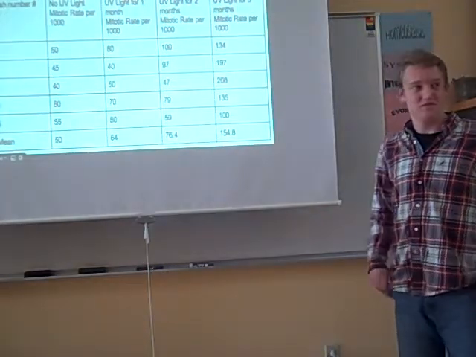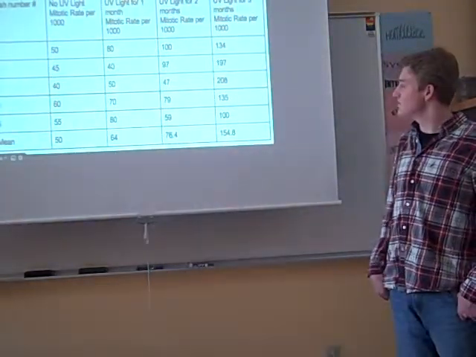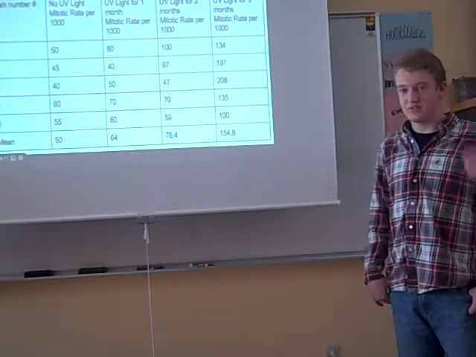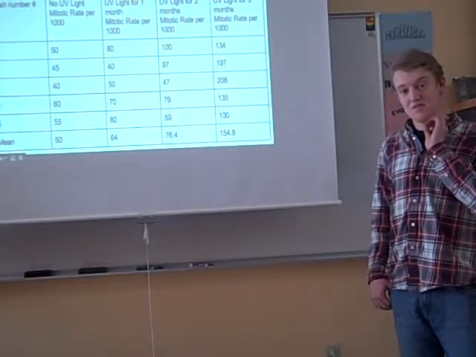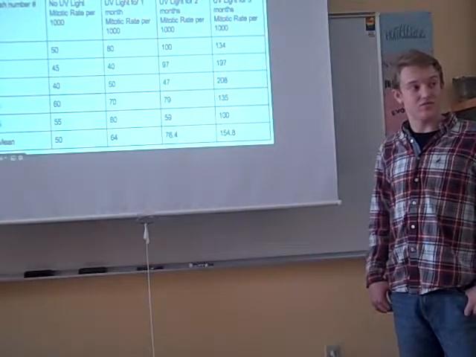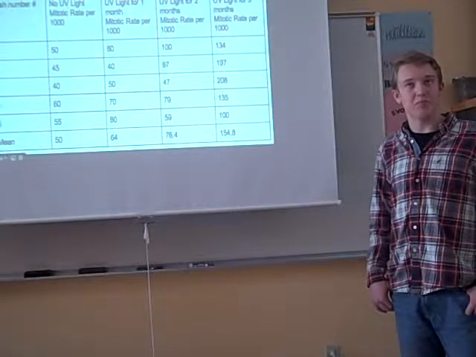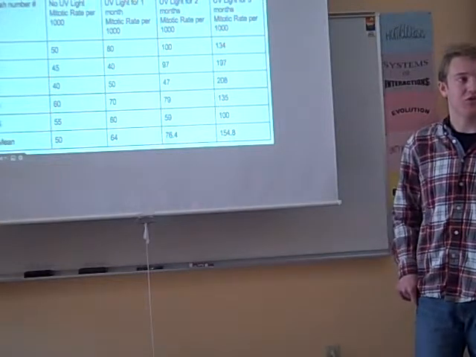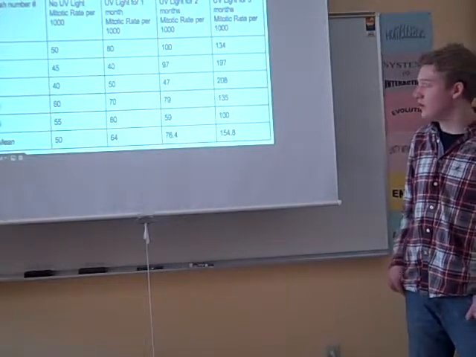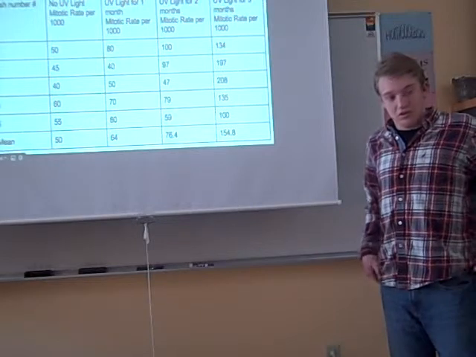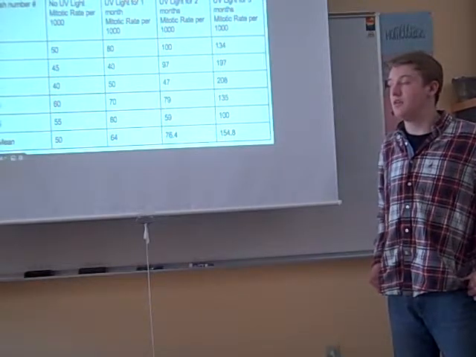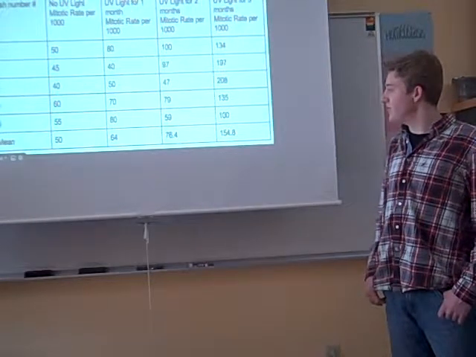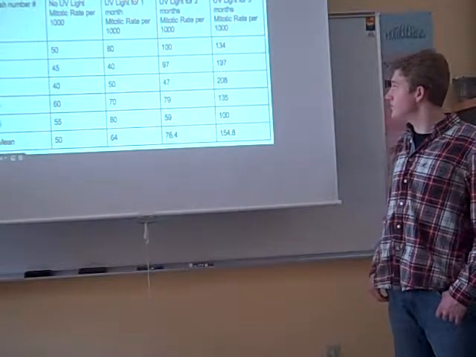Alright, so what we found from this experiment was that the more time that the dishes were under the light, it made the mitotic rate increase, as you can see from the mean. Okay, explain mitotic rate before you... It's how fast the cells divide. It's like per 1,000 cells, how many cells are actually going under mitosis after a certain amount of time. So the more time that the cell dishes were under the light, the faster the mitotic rate increased. As you can see from the mean, it went from 50 to 154 by 3 months.